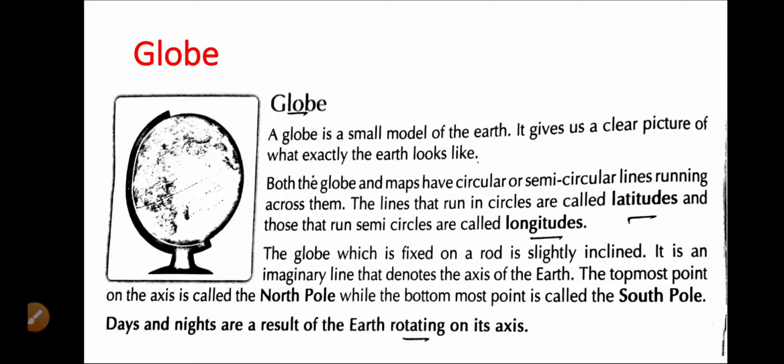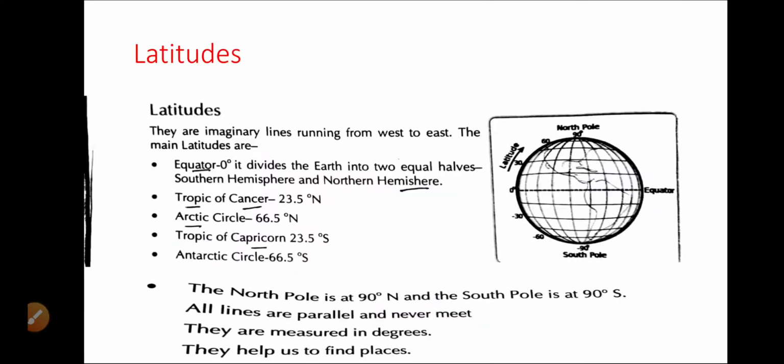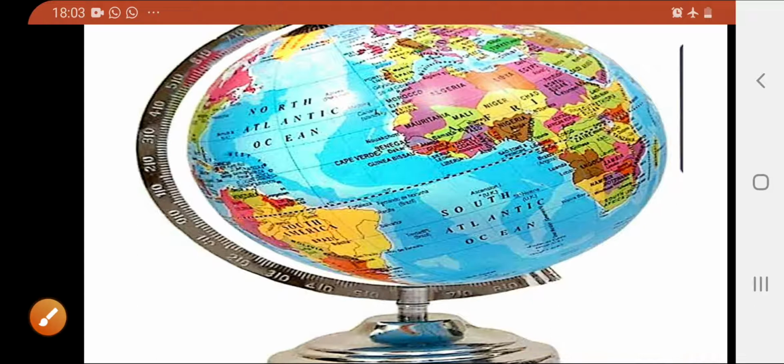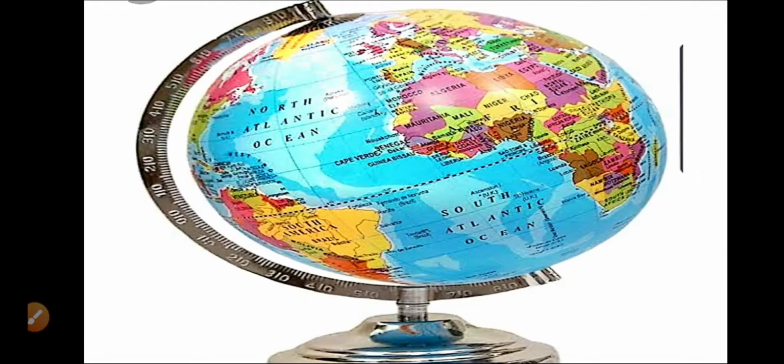The globe, which is fixed on a rod, is slightly inclined. You can see, children, the globe is fixed on a rod, and you can see that it is slightly inclined. It is an imaginary line that denotes the axis of the earth. The topmost point on the axis is called the North Pole, while the bottommost point is called the South Pole.